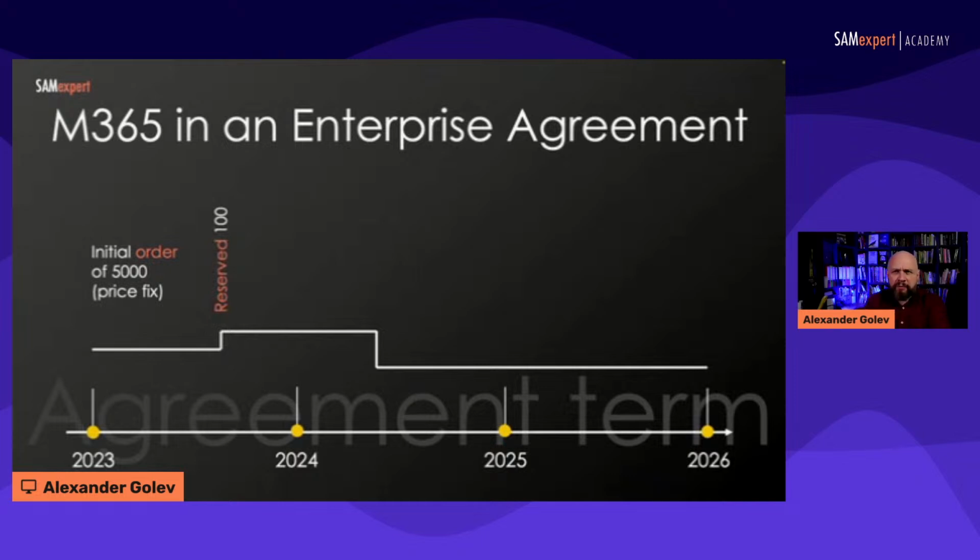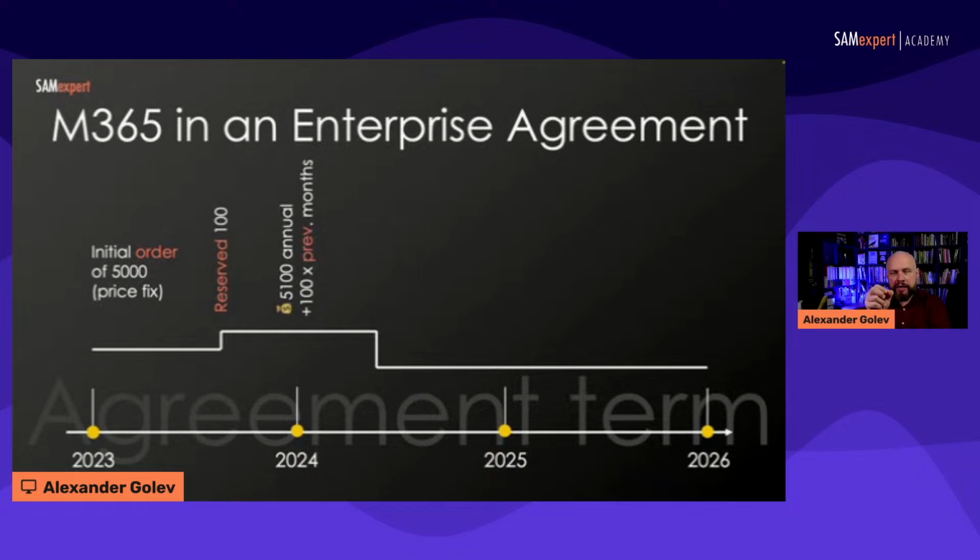And then you hired 100 more people mid-year. You don't pay for it immediately in an enterprise agreement. What you do is you reserve 100 licenses. You reserve 100 licenses, and comes anniversary of the agreement, so 1 year since you signed it, that's when you normally true up other licenses.